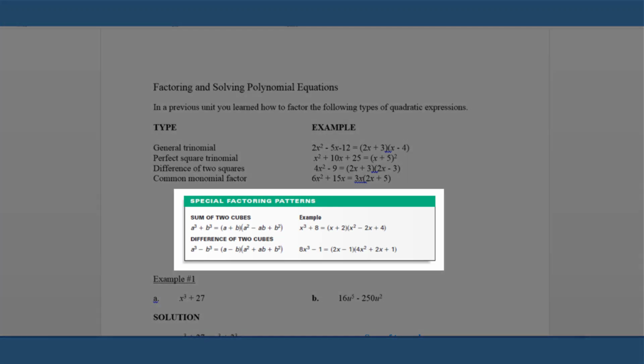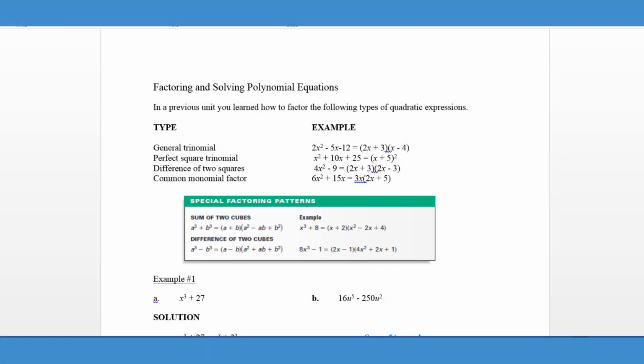Just like perfect squares, where we can have a difference of two squares, we can have a difference of two cubes. But unlike perfect squares, cubes can actually have a sum of two cubes. And you can see in this little special factoring patterns box, we show you the pattern. Now, the easiest way to remember this pattern is through continued use.